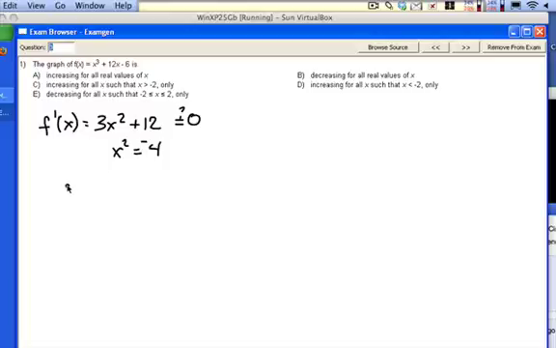So all you really need to do is plug in an x value. What's f prime of 0? Well, f prime of 0 is 12, which is greater than 0. So you see, f prime is always greater than 0. Sorry, I had a momentary brain fart there. Since f prime is greater than 0, the function is always increasing. And if the function's always increasing, that means the answer has to be A.